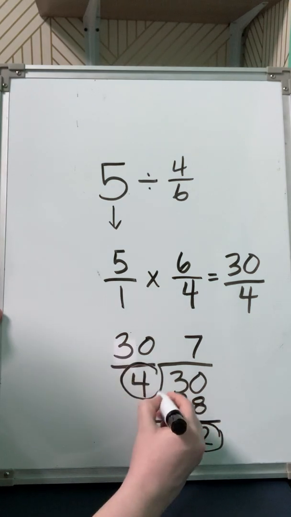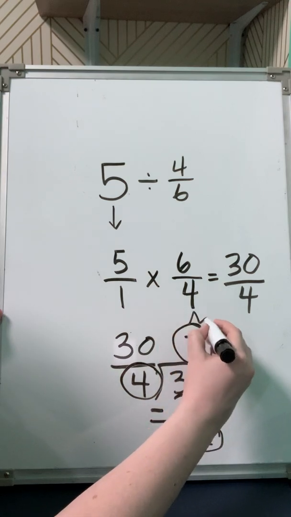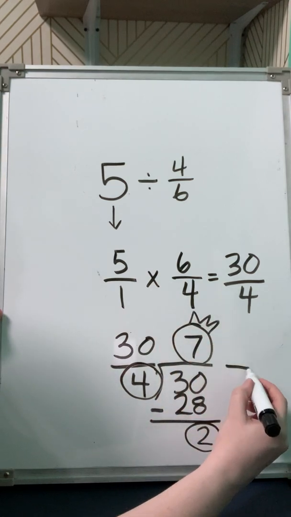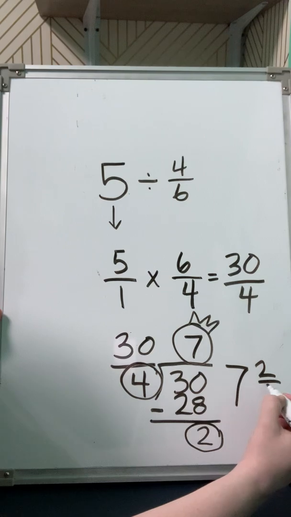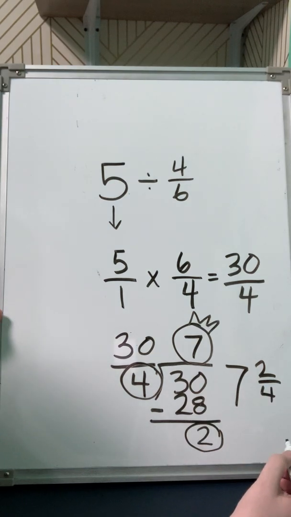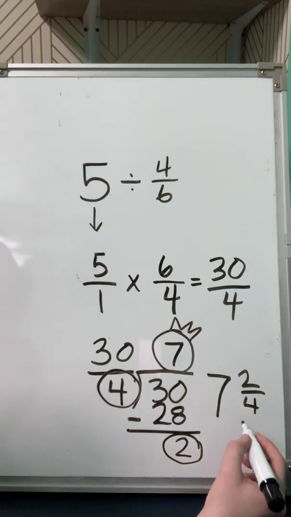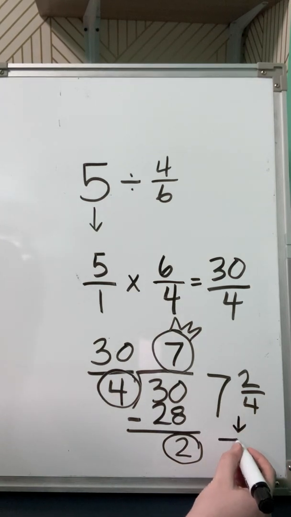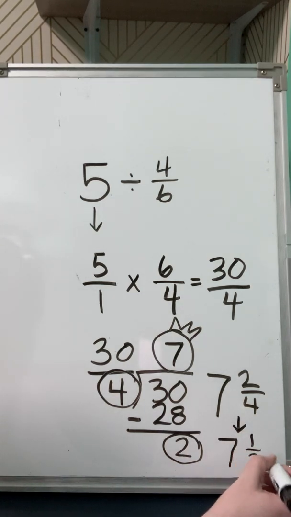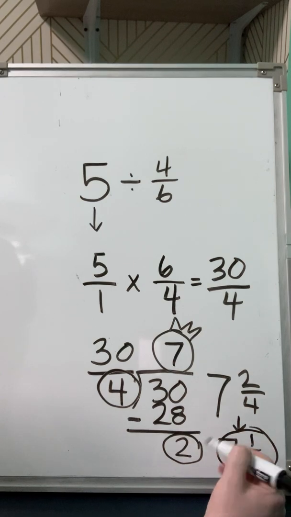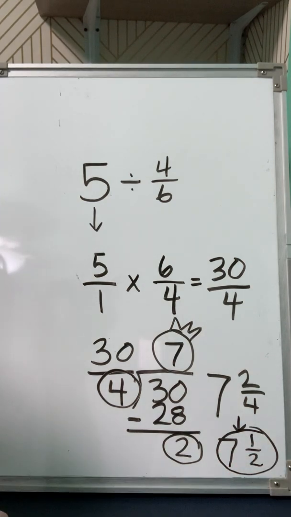So we're going to circle our 3 numbers. This is our king. So our answer is 7 2/4. I'm running out of room over here. Okay, 7 2/4, but really we could simplify that down to 7.5. Okay. All right, so that is how you divide a whole number by a fraction.